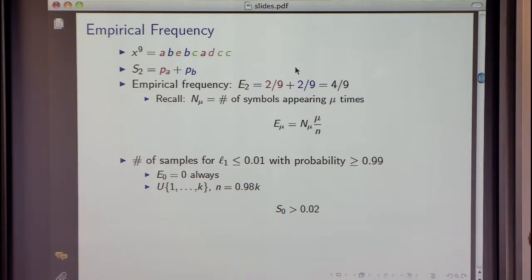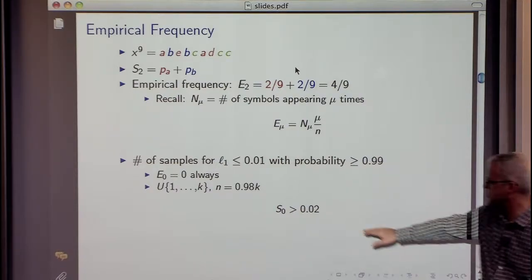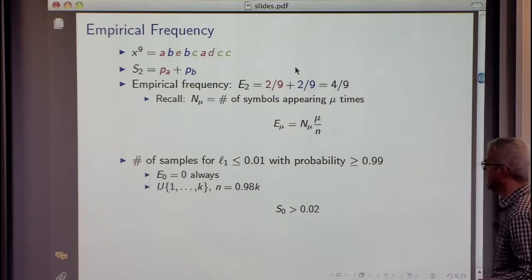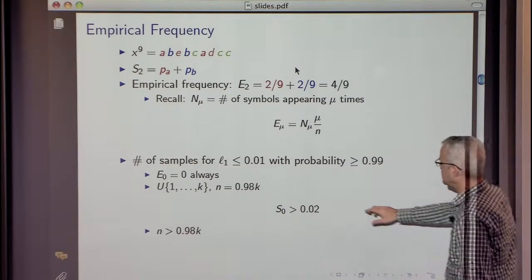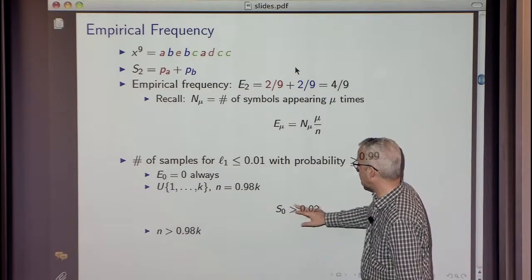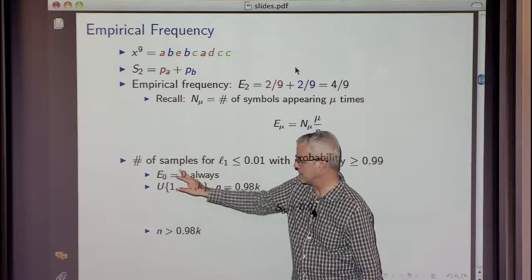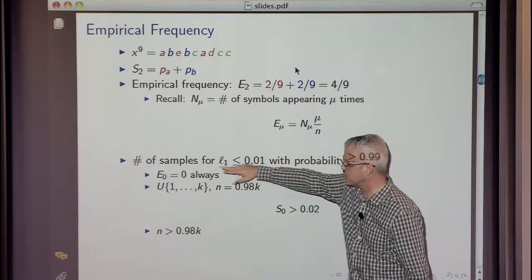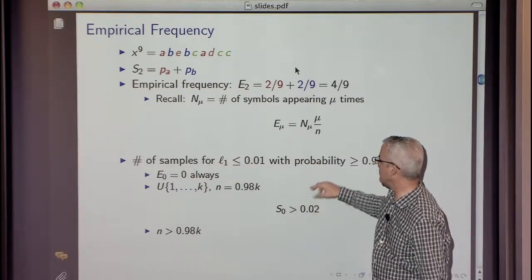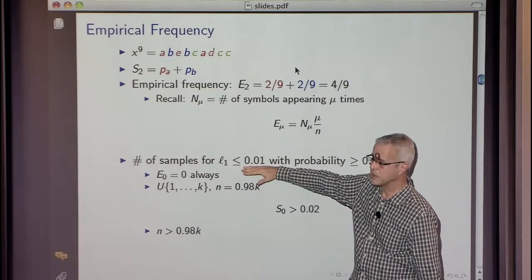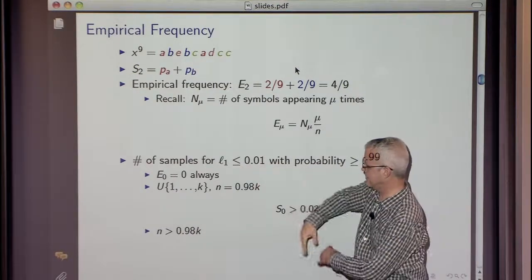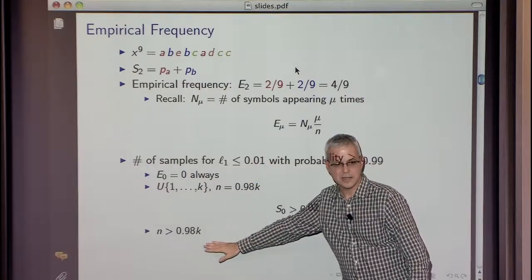I have a distribution of size k. I take 98% of k samples. There'll be at least 2% of the symbols that I will not see, maybe more. The total probability, because it's uniform, is at least 2%. But the value that empirical frequency gives is 0. So that means your distance is going to be at least 0.02. So if you want your distance to be less than 0.01, you need more than 0.98k samples. So you need at least that.